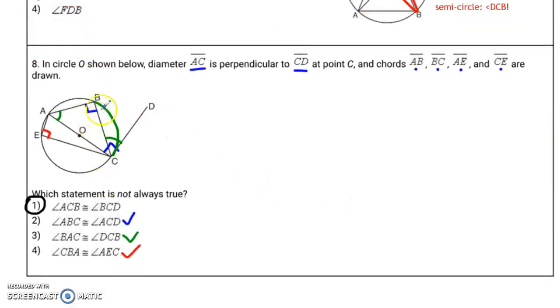And then for number 8, we had to go through each one individually and disprove them or prove them. ABC and ACD, as you can see in blue, they're both right angles. This is a semicircle intersected by an inscribed angle, and this is a radius and a tangent together, so they're both right angles. BAC and DCB are both intersecting this green arc, so that means they both must be equivalent. And then CBA and AEC are also both right angles, so those must be congruent as well. So the only one that is not always true is ACB and BCD.